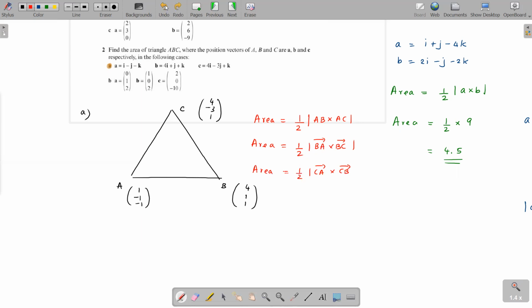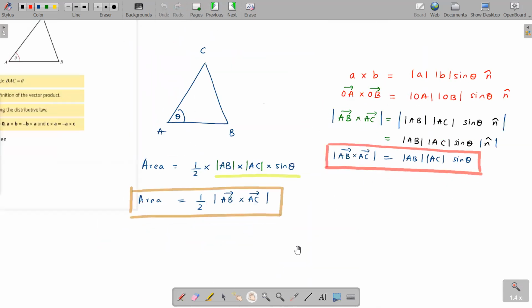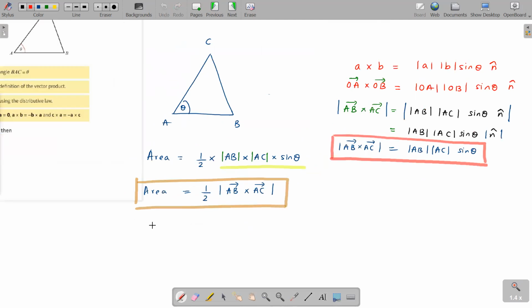Actually, shall we write it over here? For the area equation, shall we write some extra parts here? Area could be half BA cross BC, or another formula for area could be half CA cross CB. Both of these are valid.